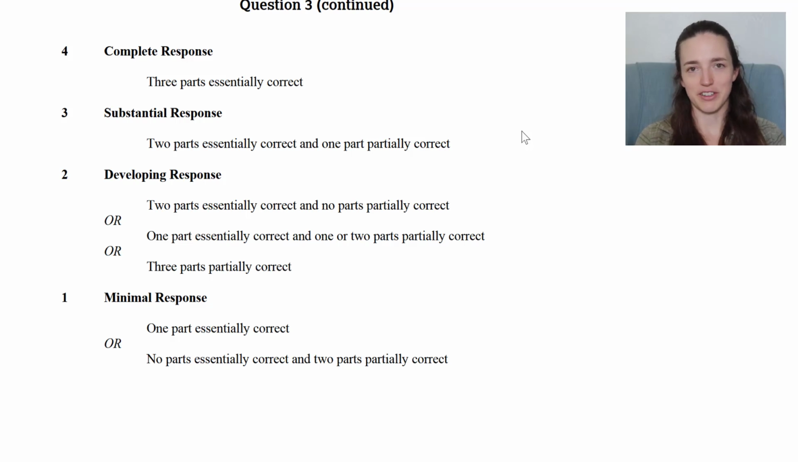And you'll find a bunch of calculators on the internet. I usually tell my students to aim for mostly 3s, maybe 1 4 thrown in there, but aim for mostly 3s. On this particular question, to get a 3, you have to get 2 parts essentially correct and 1 part partially correct. So let's go through the parts.